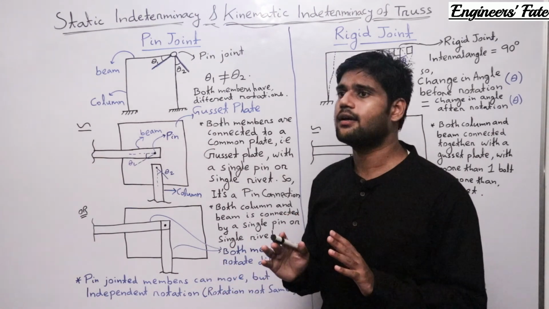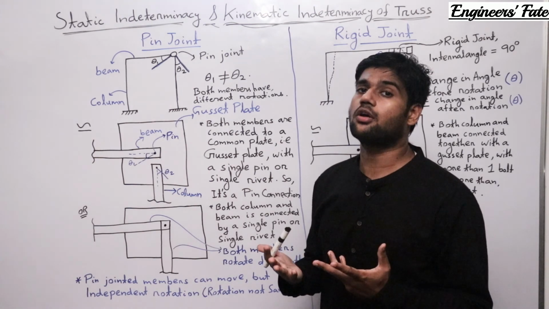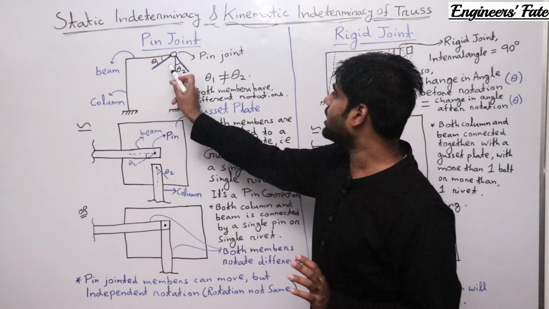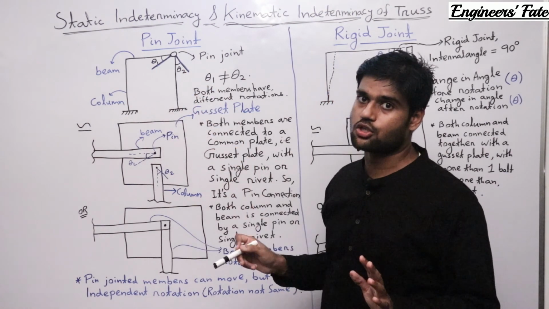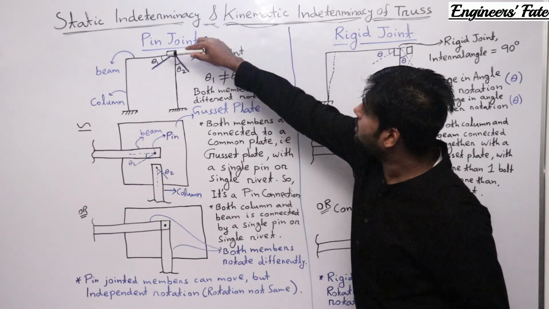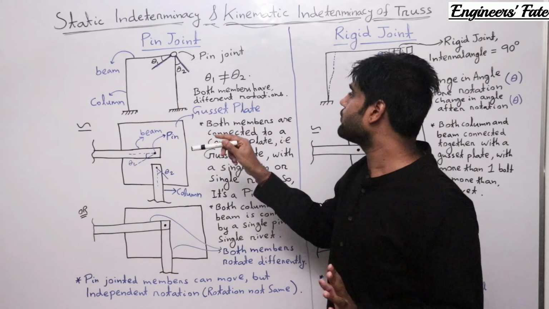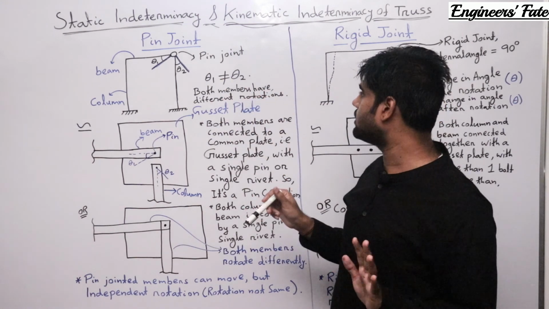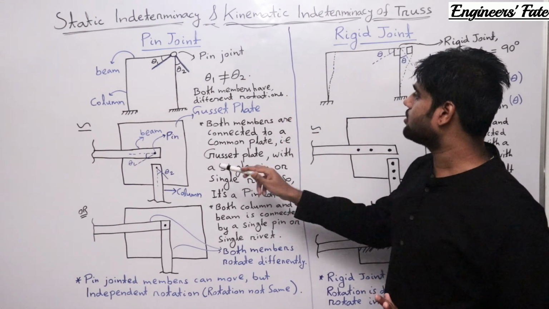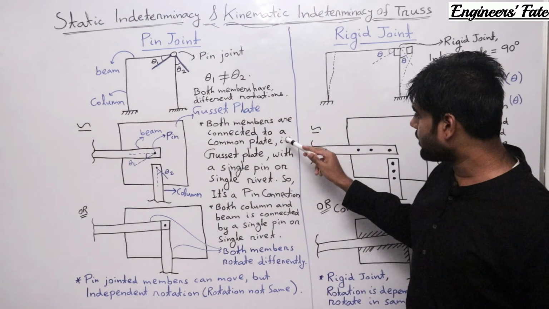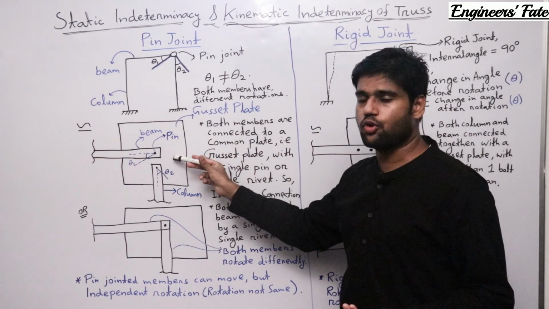For a pin joint, if the structure undergoes some load or some deformation, the rotation of the beam and the rotation of the column will be different. The rotation of the beam is theta 1 and the rotation of the column is theta 2. So theta 1 will not be equal to theta 2. Both members have different rotations. In this case, you can see I have written what I have just told you.